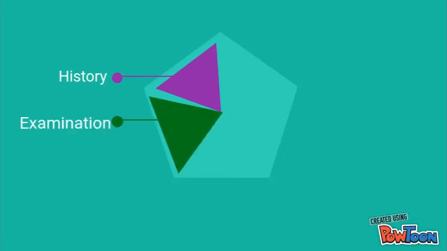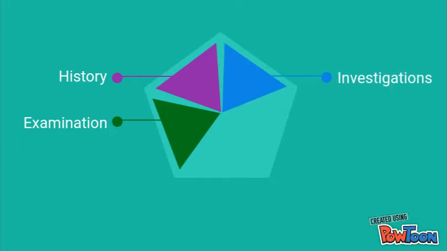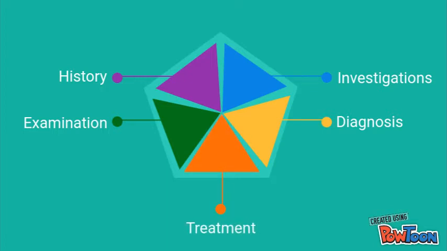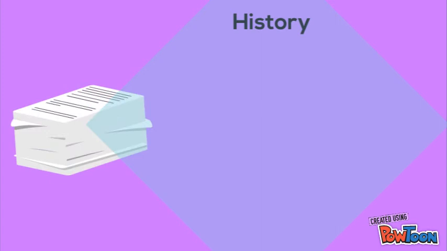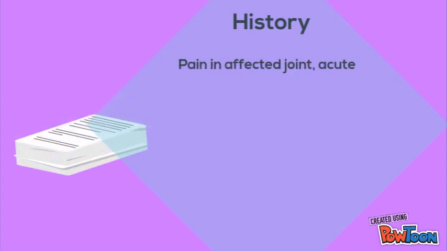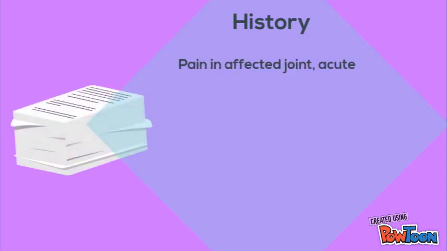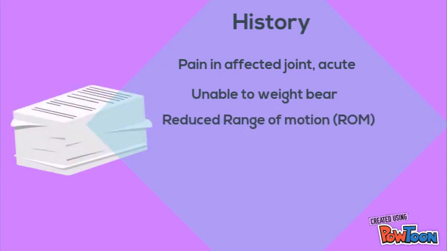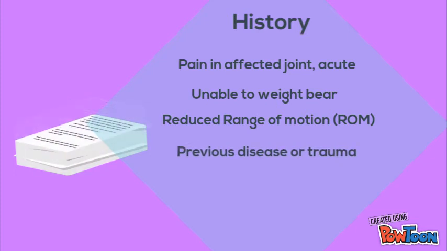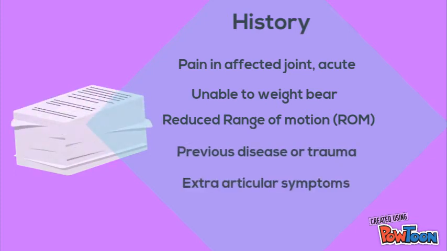A thorough history and physical examination should give you a high level of suspicion of a septic arthritis. Investigation should be carried out to confirm the diagnosis, and subsequent individualized management should be commenced. The usual symptom package include pain in the affected joint, acute in nature, unable to bear weight, impaired range of motion. It is also important to ask about previous disease or trauma and extra-articular symptoms.